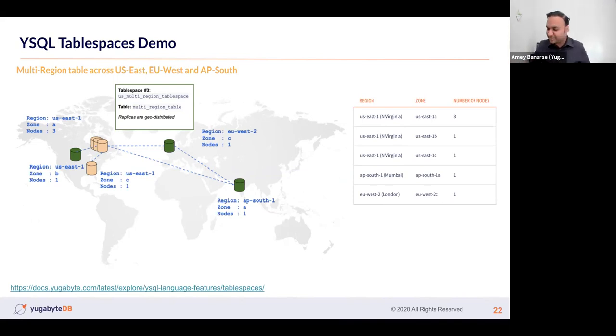Perfect. Thanks, Amey. No, that's good. Tablespaces, again, a new capability that builds on what we already have in the database. Geo-partitioning existed, and tablespaces turbocharge that, allowing you to more conveniently manage where you place your data, how you replicate it, and how you access it.